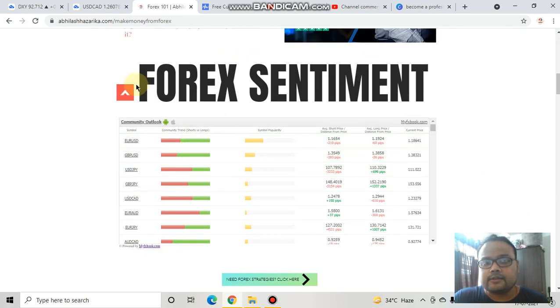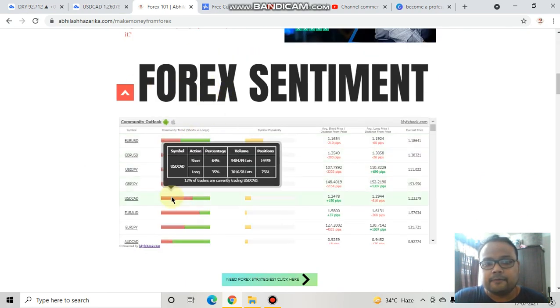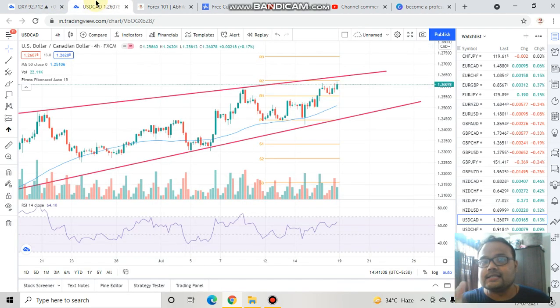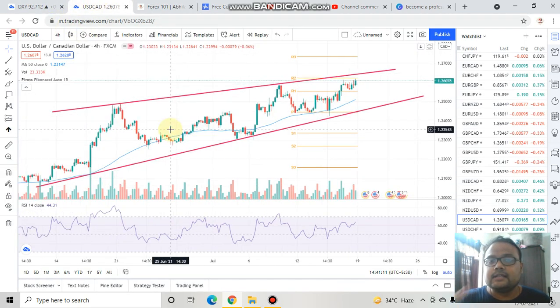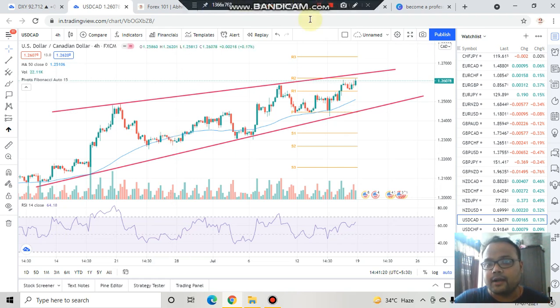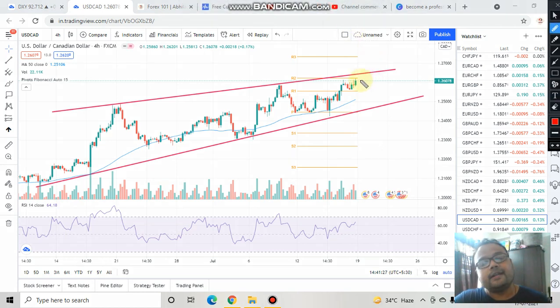Anyways, this is a forex sentiment meter, and see, 64% of retail traders have taken a short position and only 35% of retail traders have taken a long position. And this is the chart. This is an uptrend market, and in this market only 35% of traders are long, and this is the main reason why retail traders lose money, because they do not follow the trend of the market. They think that the market has reached the top. They assume that the market has reached the top and they short the market.